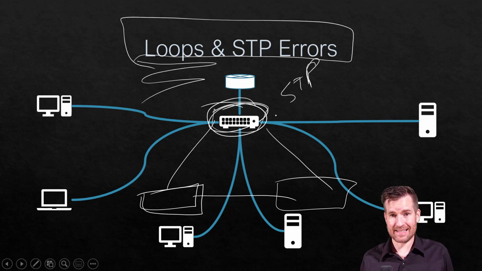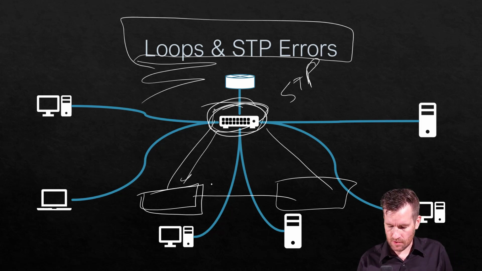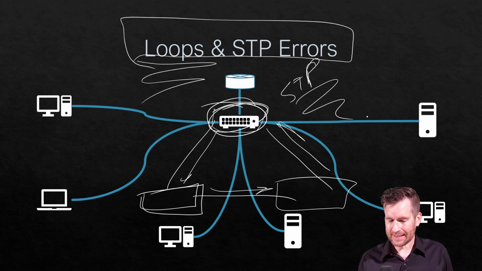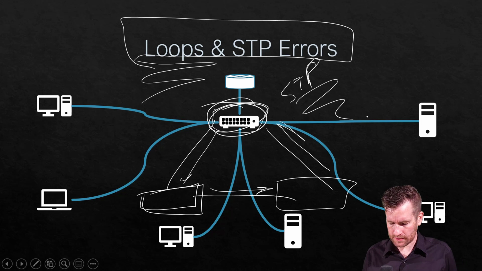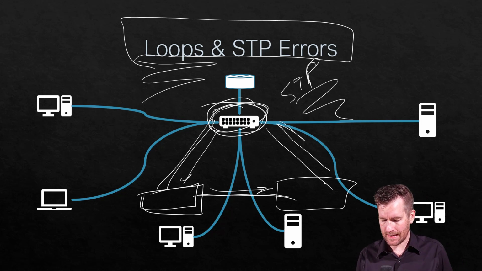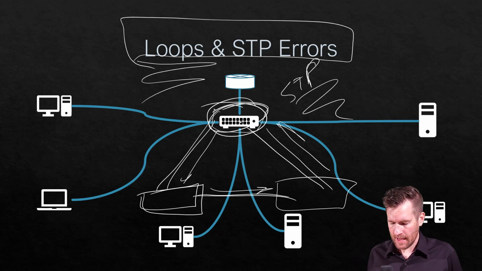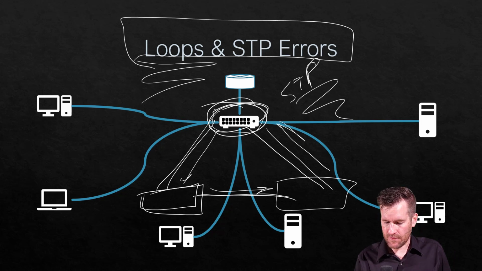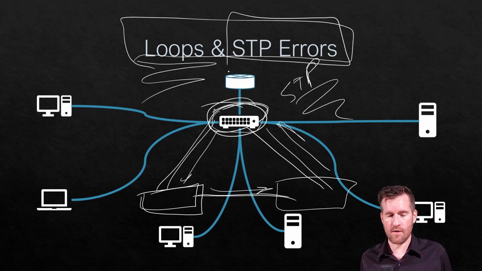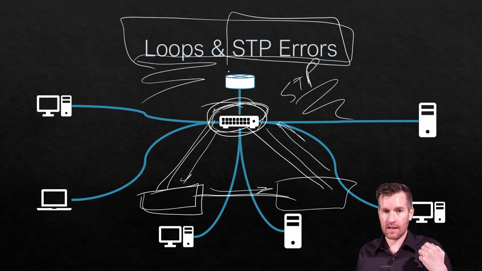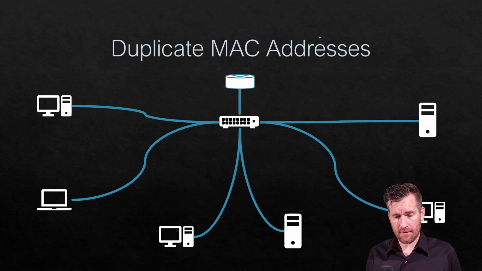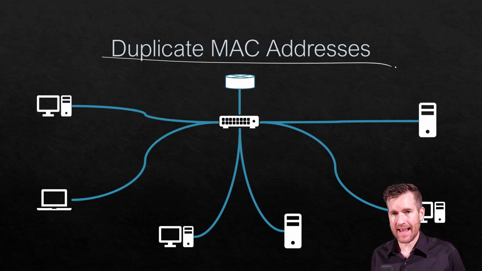So, the problem is the same thing: we can get these loops where things get broadcasted out. So we'll actually use STP to manage our networks, and so we can create these redundant links on our network. But the problem is that sometimes if this is incorrectly configured, or if there are some sort of errors with STP, then these issues can crop up again, where you have these loops and it can cripple your network.